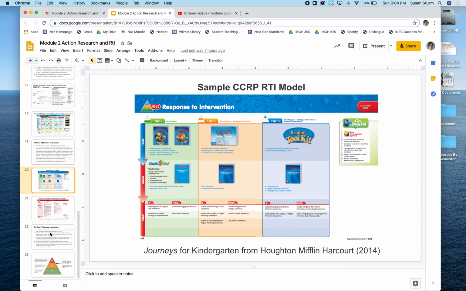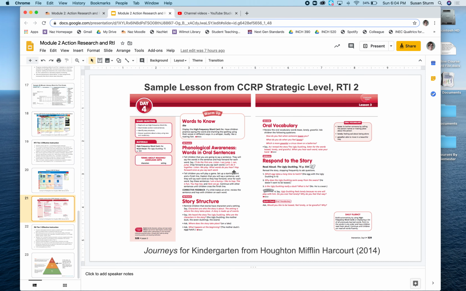So going back to that core comprehensive program, most of them, going back to Journeys, most of them include the tiered instruction right in their package programs now. So you can see this has a separate Tier 2 program that follows the Journeys curriculum, but lays it out in a somewhat slower and more detailed manner. So this is what you would teach at the same time that they're getting the whole class instruction in this.